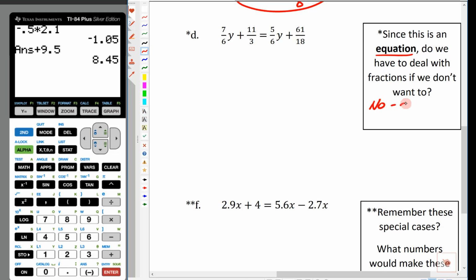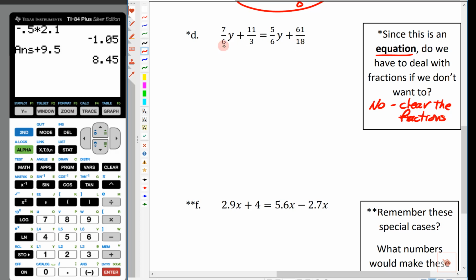What we can do is clear the fractions. And remember, to clear fractions, we need to multiply by something that will cancel off all the denominators. We want to multiply by something that will cancel off a 6, a 3, a 6, and an 18. We want to multiply by the smallest number that will do that.